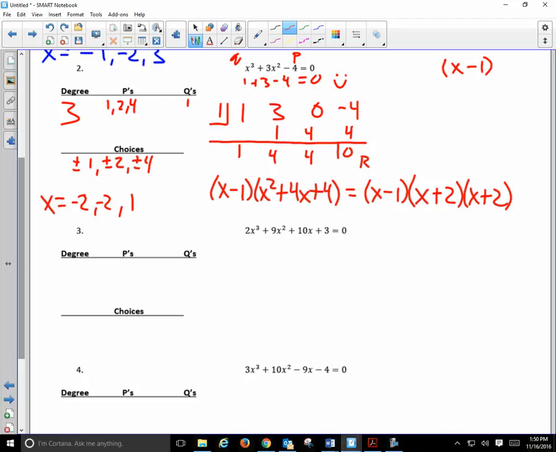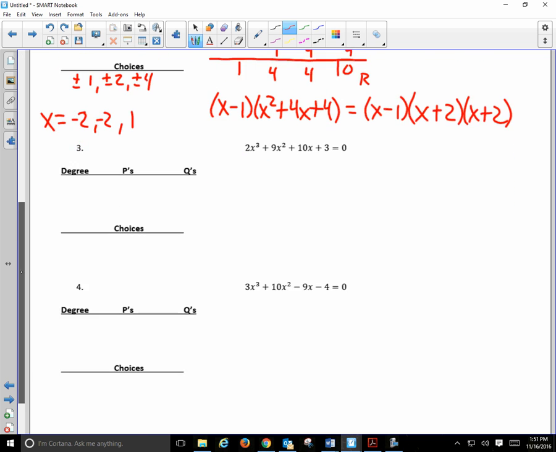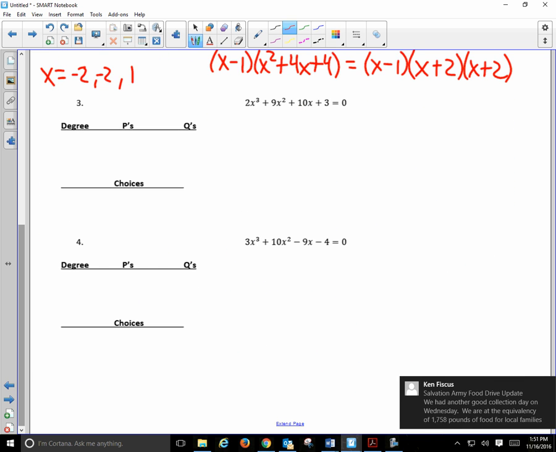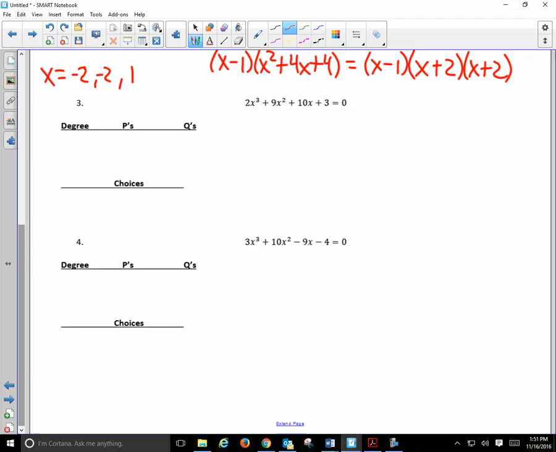Ooh, so you're looking at number 3, and you're saying, ick, Mr. Gantz, you're a jerk. You said we can't use our calculator. Now you're going to do this. Trust me, I said this will be the highest scoring test of the year. Trust me. Degree 3. P's: 1 and 3. Q's. So my choices.